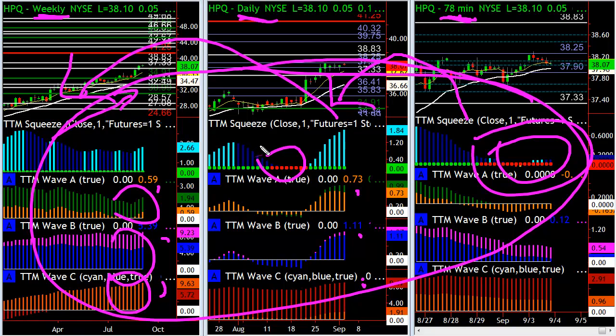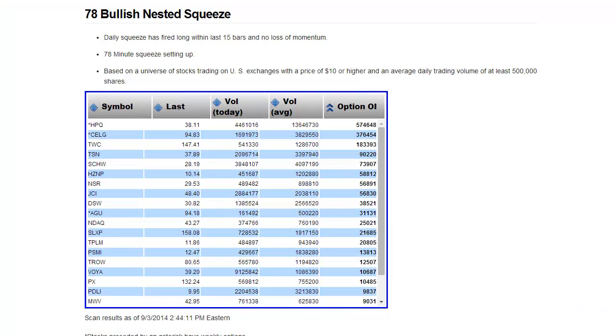Okay, and I used to spend hours and hours finding these kinds of trades, and I would subscribe to different kinds of scanners, sometimes paying hundreds and hundreds of dollars a month, and none of the scanners would actually find stuff like this, which I thought was pretty insane. So some good news there. What we ended up doing is building a scanner that would look for stuff like that. I'll go through this in more detail, but this is the 78-minute bullish nested squeeze. What this scan looks for is a daily squeeze that has fired long within the last 15 bars with no loss of momentum, and a 78-minute squeeze that is setting up, meaning there are red dots.